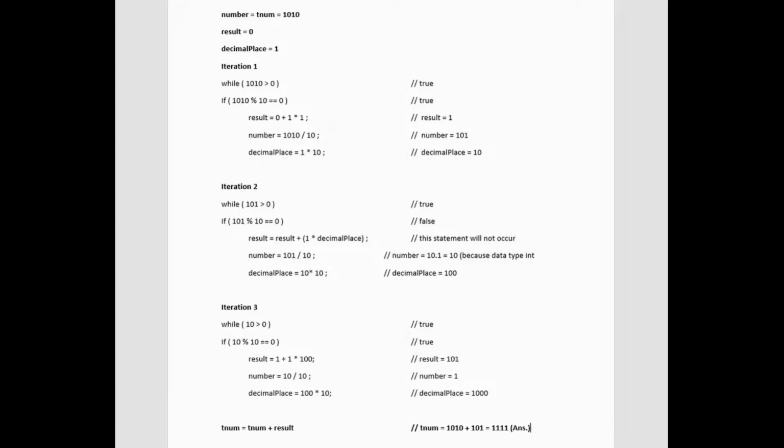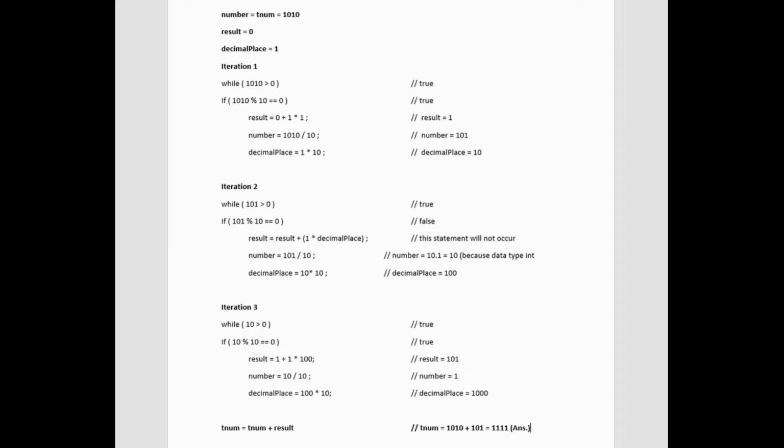So there would be a fourth iteration also, but it doesn't matter. While the value of the number 1 is greater than 0, yes, that is true. And if we take it into the if statement, it will say number mod 10 equals 0. Our number is 1. 1 mod 10, would it be 0? No. So the result line will not run, and it will go to the number. The value of the number is 1. 1 upon 10 is 0.1. So now the value becomes 0 because we have given the int data type. So the fourth iteration doesn't matter.